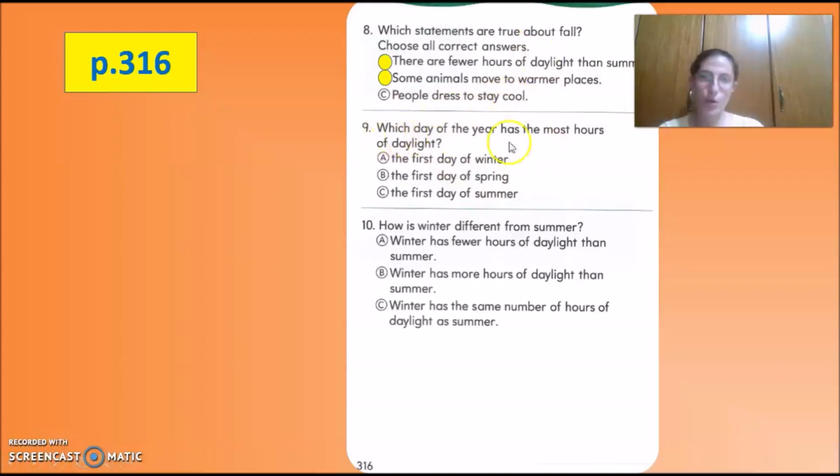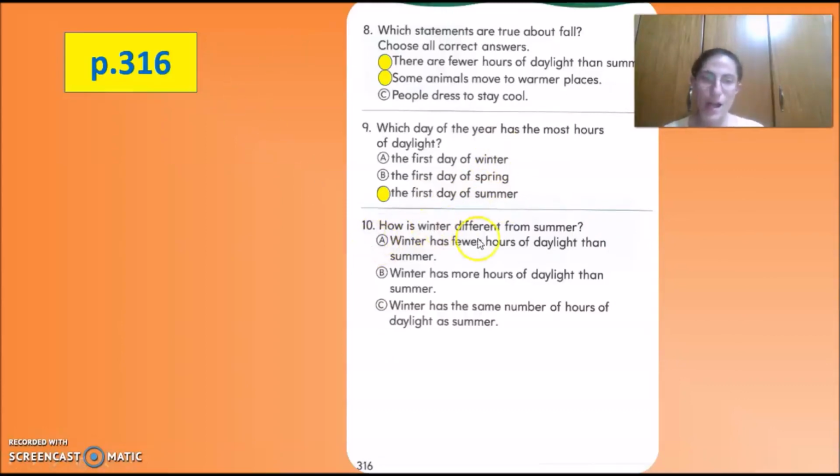Number 9. Which day of the year has the most hours of daylight? The most, okay? A, the first day of winter. B, the first day of spring. C, the first day of summer. Which day of the year has the most hours of daylight? A, the first day of winter. B, the first day of spring. Or C, the first day of summer. Excellent. It is the first day of summer that has the most hours of daylight. Clear? And which one has the least hours of daylight? Excellent. The first day of winter.